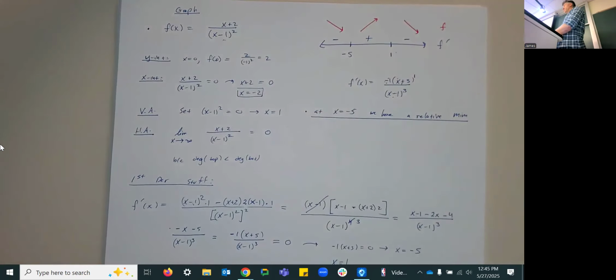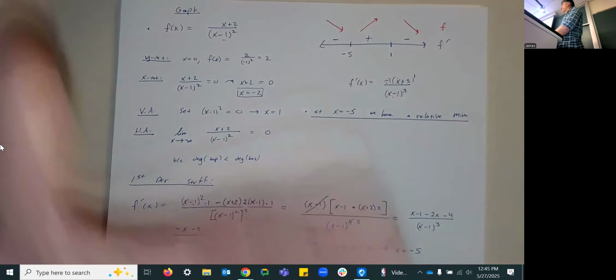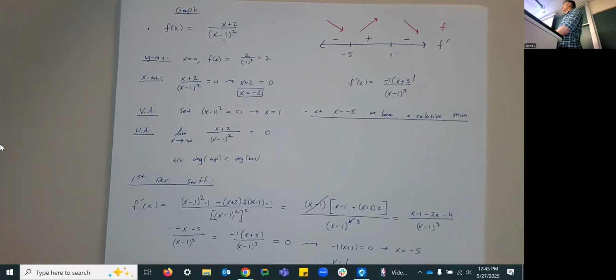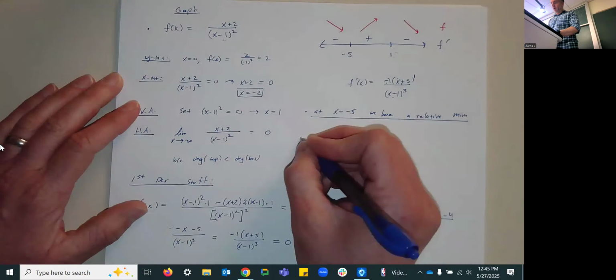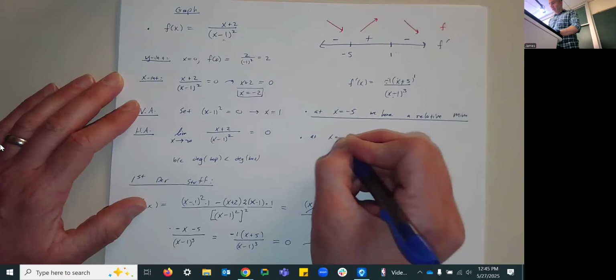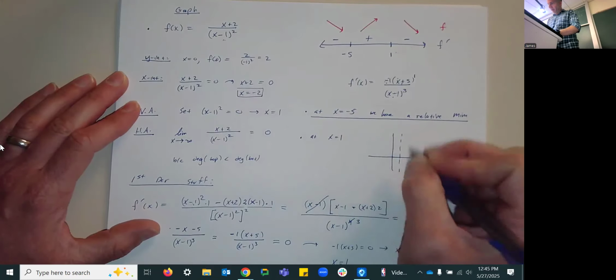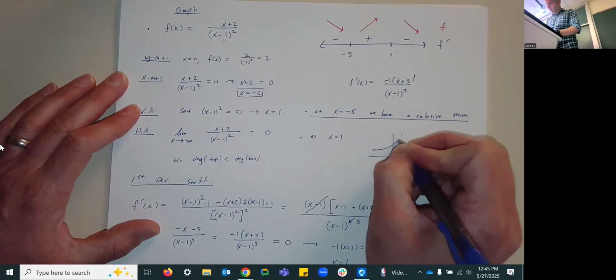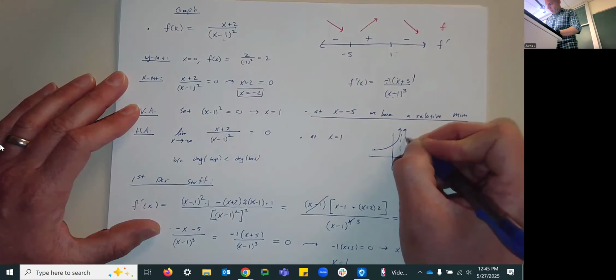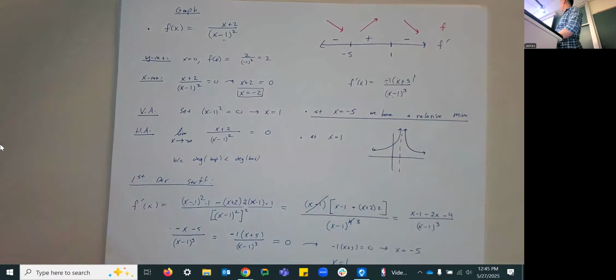I'm not going to try to trick you. I'm just going to tell you at x equal to 1, even though it's increasing, decreasing, we don't have a relative maximum because the function is undefined there. We have a vertical asymptote. So what's probably happening at x equal to 1 is something like this. We have like a vertical asymptote. On the left side, sure, it's increasing. On the right side, it's decreasing. That's what's happening at x equal to 1.